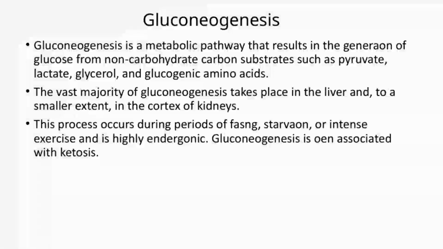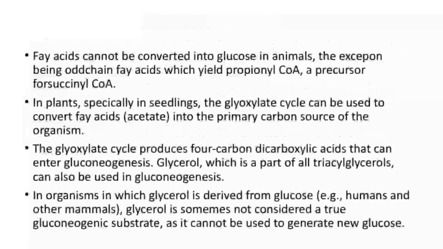Fatty acids in most animals cannot be converted into glucose. An interesting exception to this is odd-chain fatty acids, which can produce propionyl-CoA. This compound is a precursor for succinyl-CoA, which can enter the citric acid cycle and eventually contribute to glucose synthesis.